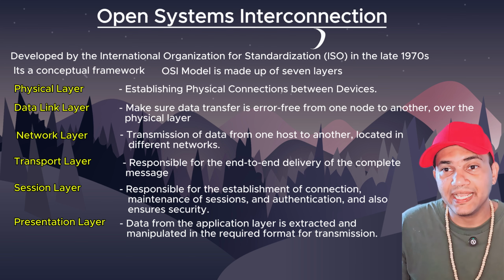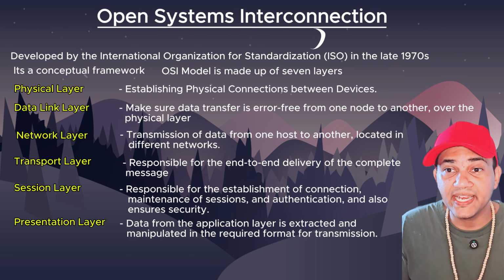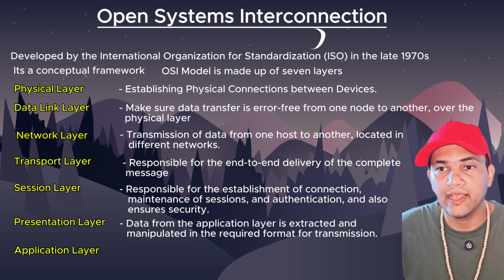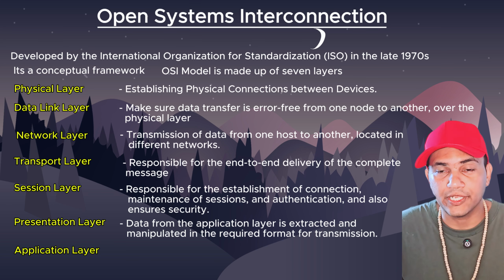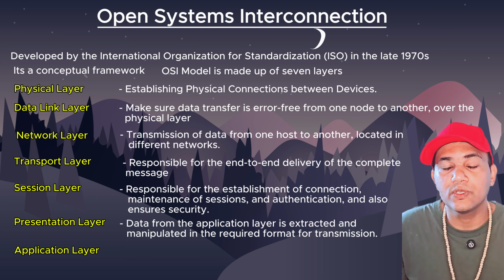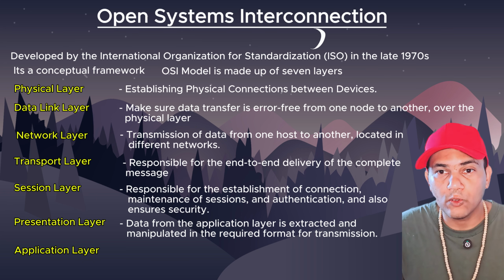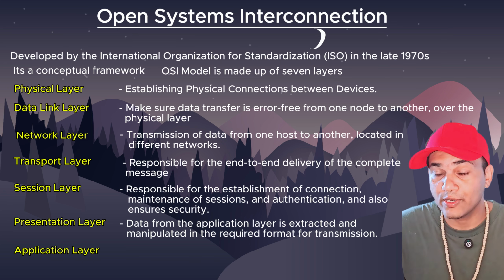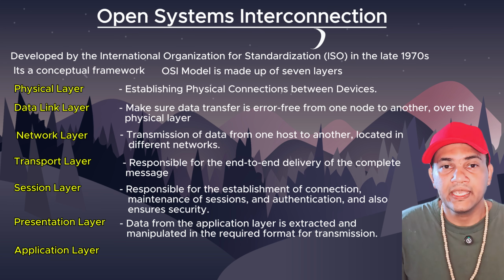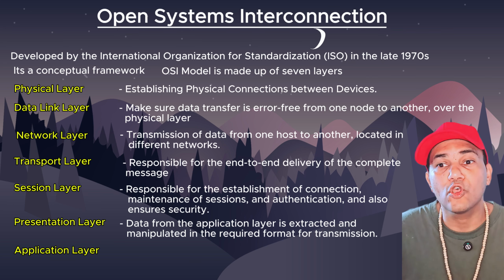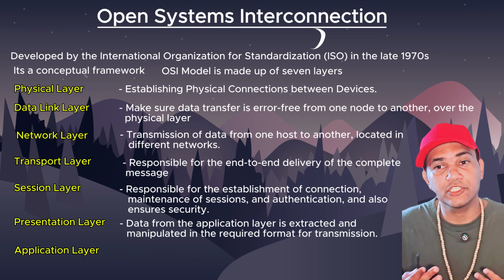Finally, we have the application layer, called layer 7, and this is the layer which is very close to the end user, and it is where network services like web browsers, email clients, and file transfer applications operate. It interacts directly with the software applications to provide network services.